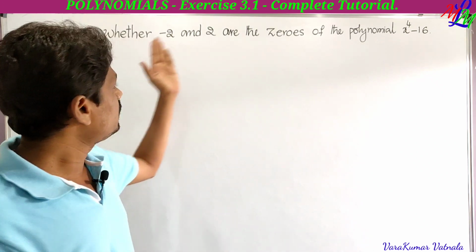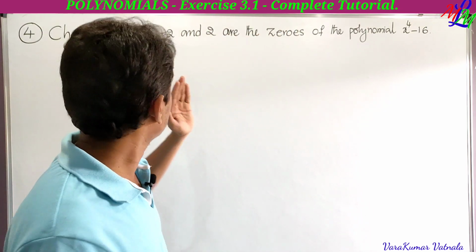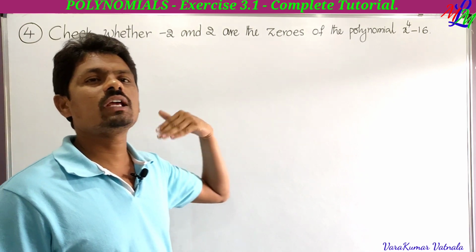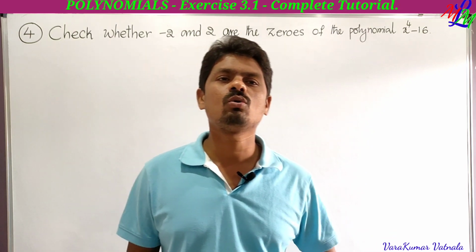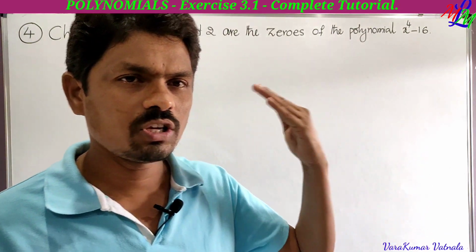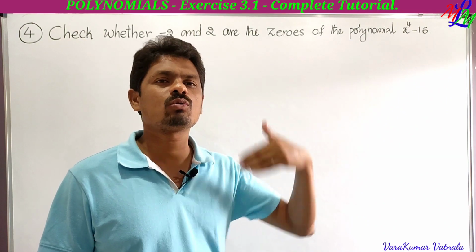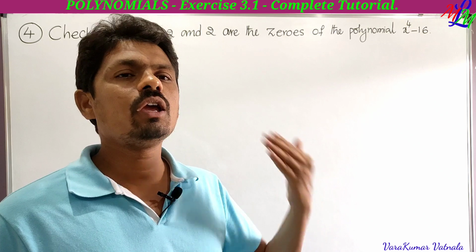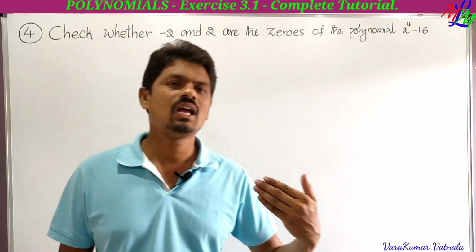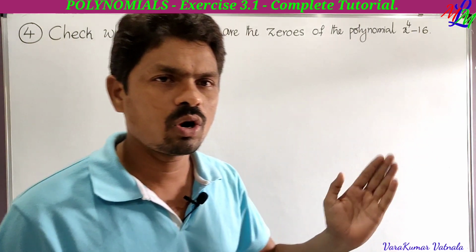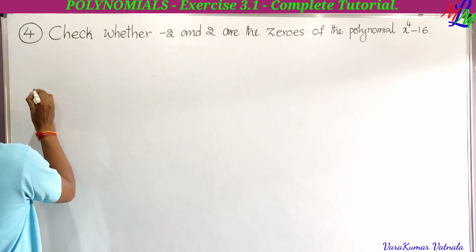Suppose p of x is equal to x to the power 4 minus 16. By substituting x is equal to minus 2, we can get p of minus 2. If p of minus 2 is equal to 0, then we can say minus 2 is a 0 of p of x. In the same way, we have to substitute x is equal to 2. If we get p of 2 is equal to 0, again we can say 2 is a 0 of p of x. So see here a solution.